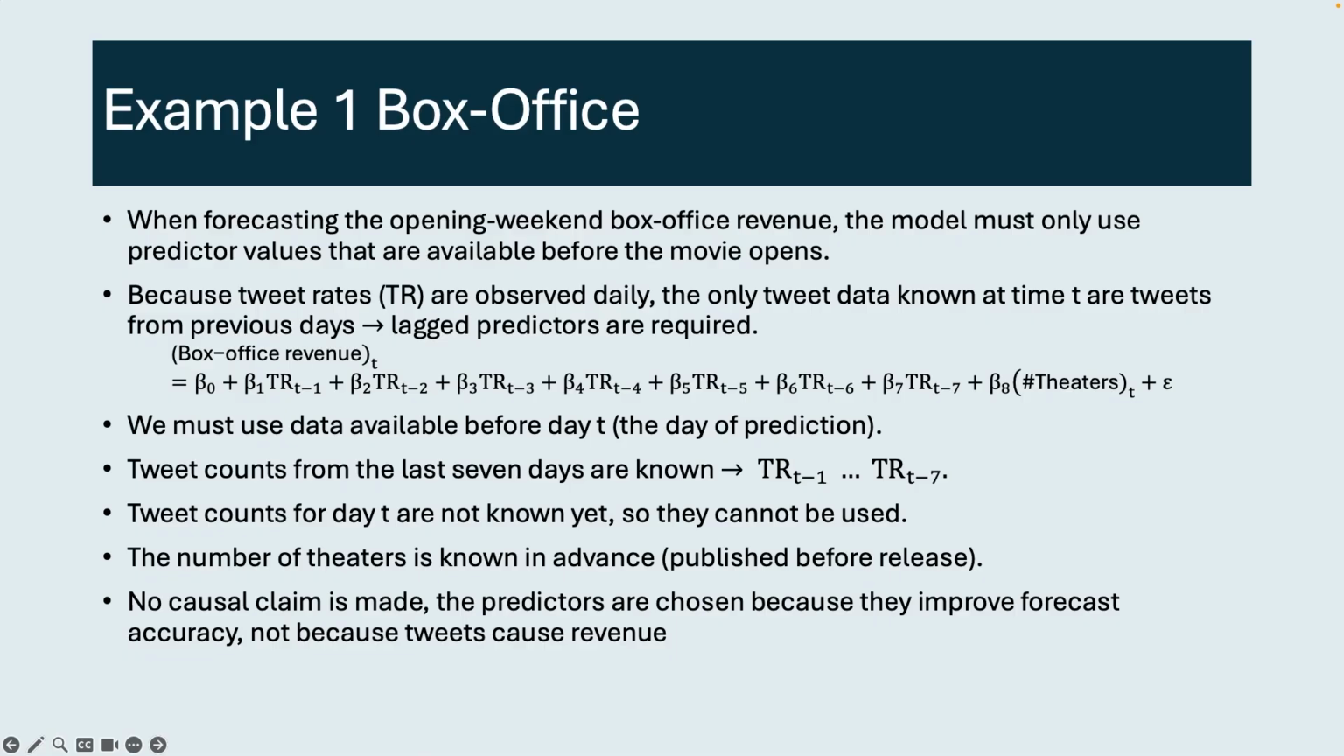So you must use data available before time t. The tweet counts from the last 7 days are known, as you see, TR_{t-1} up to TR_{t-7}. And tweet counts for day t are not known yet, so we cannot use TR_t. And the number of theaters we already know in advance, so it's published and we can use that one. Again, no causal claim is made. The predictors are chosen because they improve the forecast accuracy, not because the tweets cause revenue. Thank you.